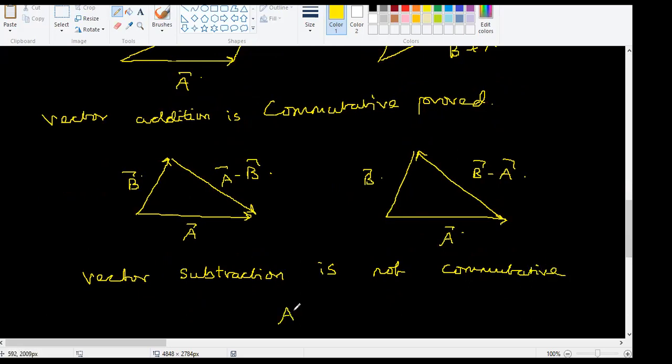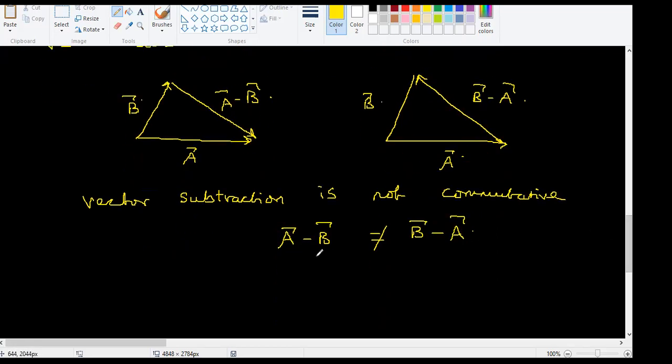So you can say A minus B vector, this entire thing is a vector, is not equal to B minus A. However, you can say that the magnitude is the same. So that means the magnitude of A minus B is equal to the magnitude of B minus A. Why? Because this length and this length will be the same. Only the direction of the arrow is different. However, magnitude is the same.